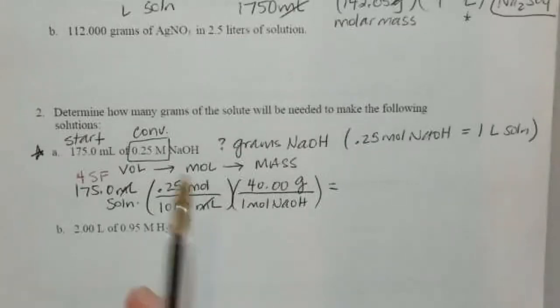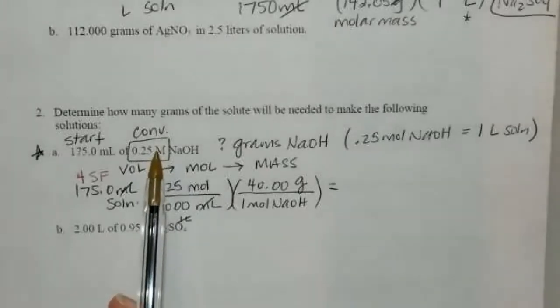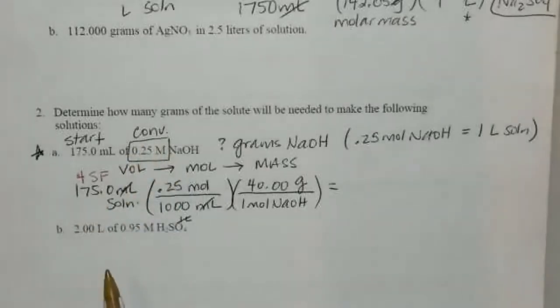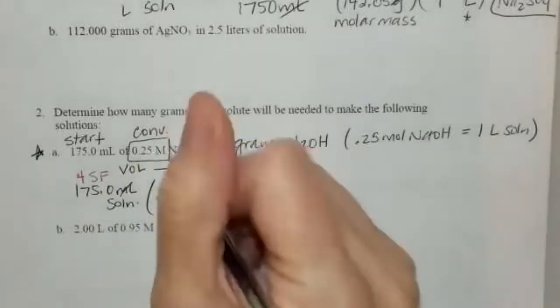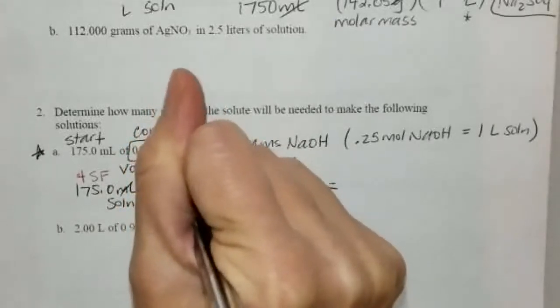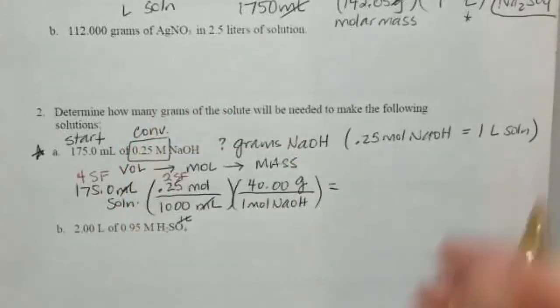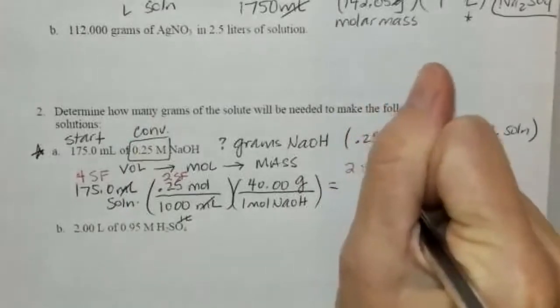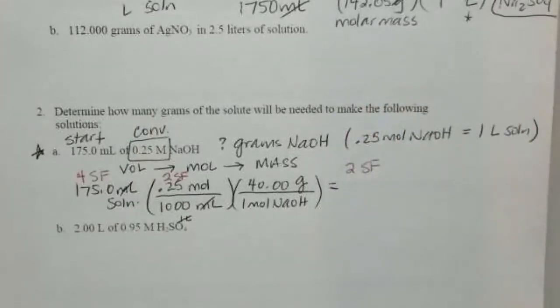So the molarity does act like a measured value that way. So I need to look at the sig figs for the molarity. And 0.25 only has 2 significant figures. So that means my answer here at the end is going to be limited to only 2 significant figures.